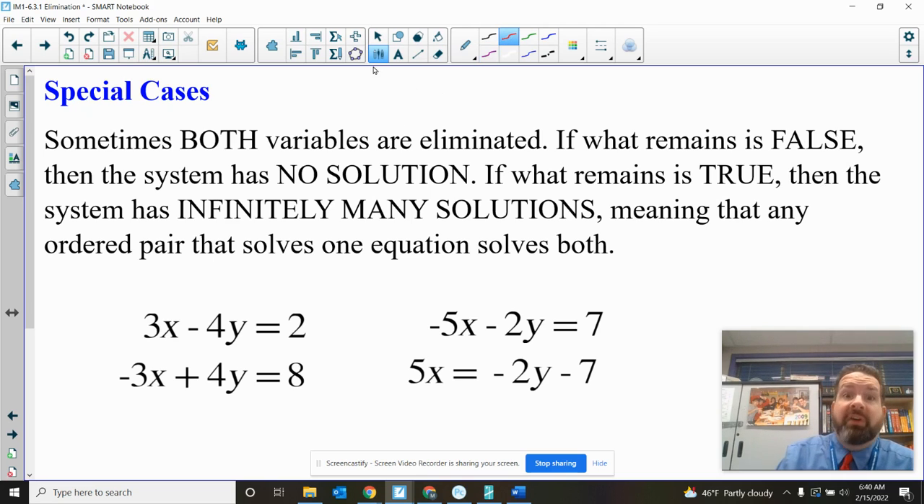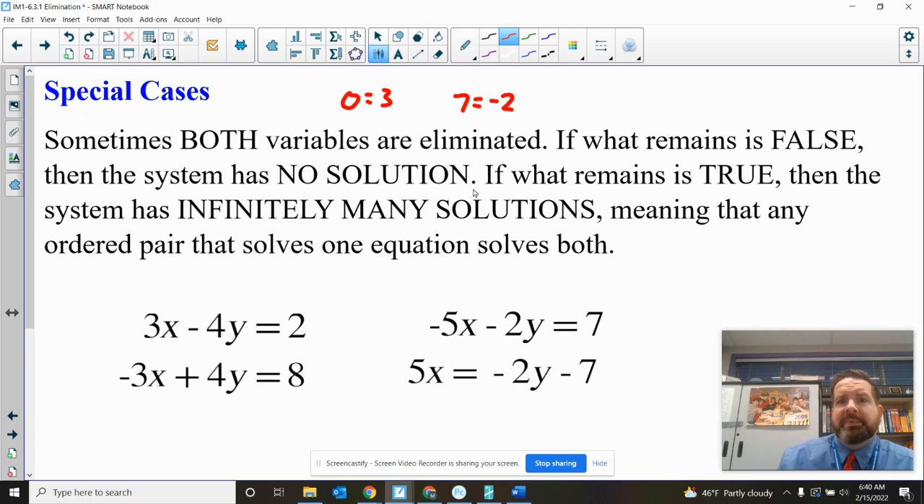that equation is false. False equations look like this: 0 equals 3. Well, no, it doesn't. 0 is not equal to 3. Or 7 equals -2. Well, no, it doesn't. Those are not equal to each other. Those are false equations. If that happens, it just means your system has no solution. There is no ordered pair that makes both equations true at the same time.